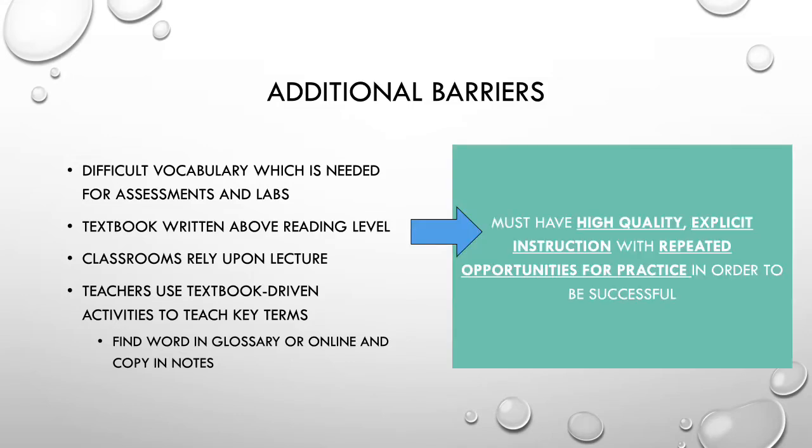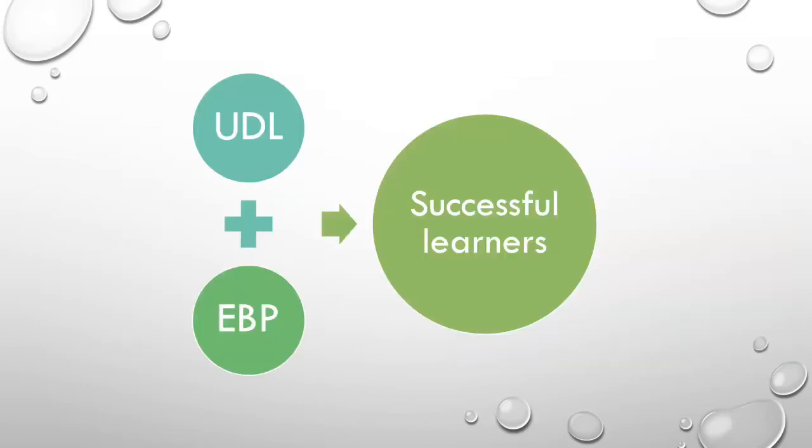So for students to overcome these barriers, they have to have high quality, explicit instruction with repeated opportunities for practice in order to be successful in a science classroom. Here's a little equation for you to help you remember how to create successful learners in your science classrooms. Today, we're going to talk about incorporating principles of universal design for learning and combining that with evidence-based practices that we know work for students with disabilities in science classrooms.